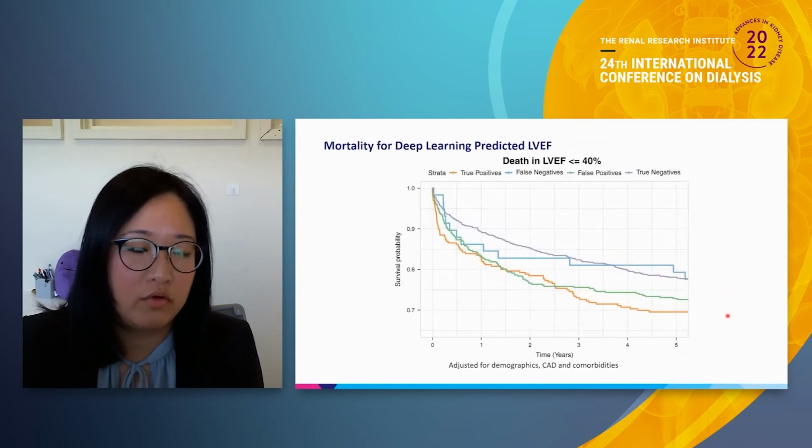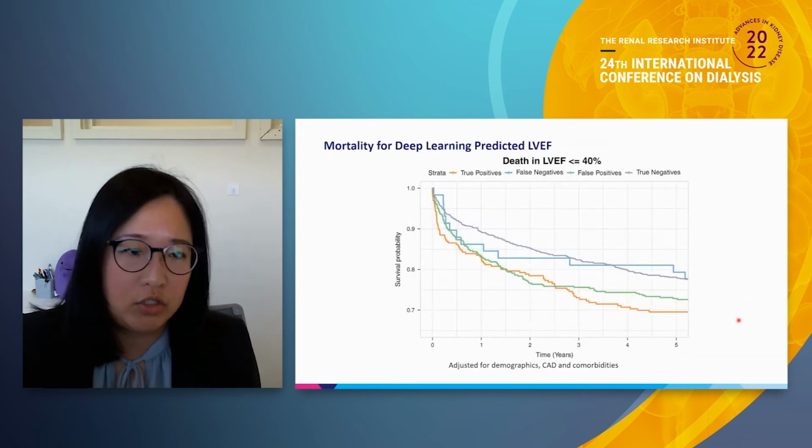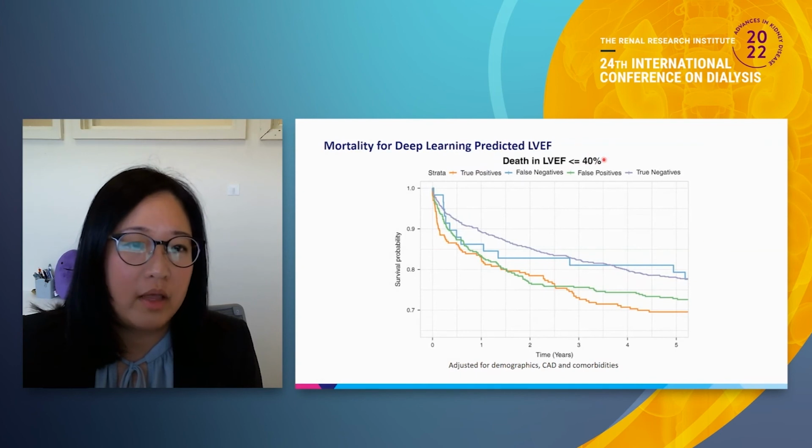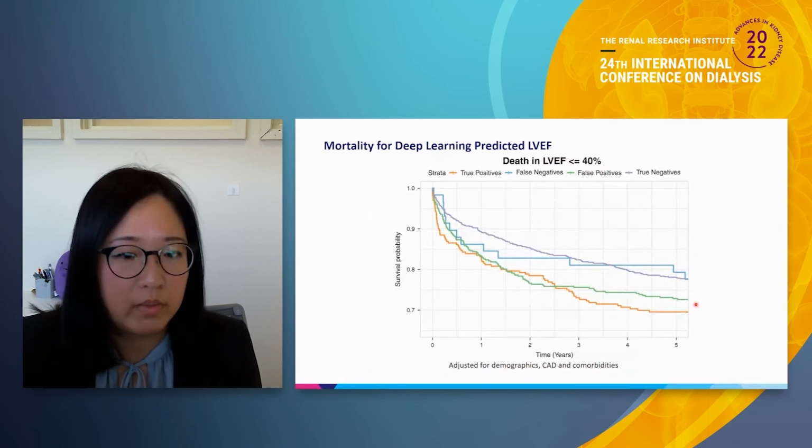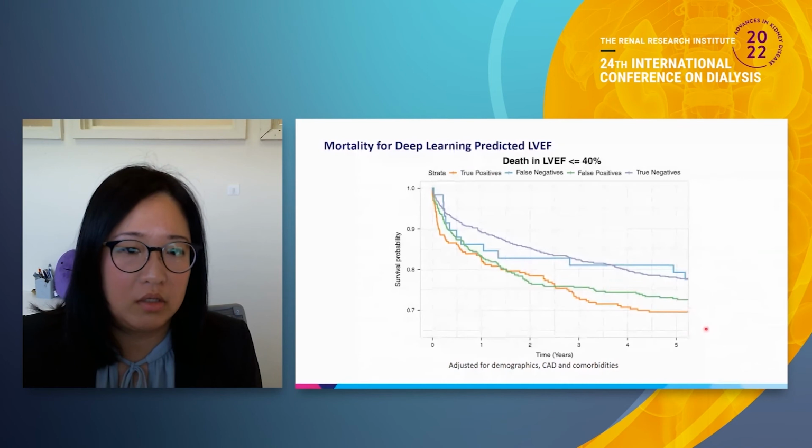And lastly, this is the survival probability of patients, specifically for death, in patients who had LVEF of less than 40% predicted by our model. You can see that those who were true positive and also false positive, those who the model predicted had an LVEF less than or equal to 40%, had much lower survival compared to the negative.